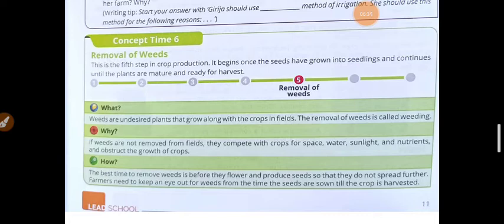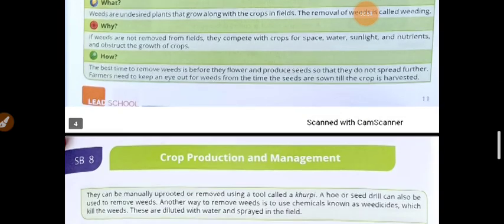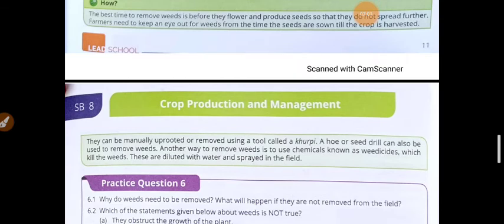The best time to remove weeds is before they flower and produce seeds. Once they start growing, before they flower or produce seeds, we should remove them so they do not spread further. Farmers keep an eye on them every time, and when they see weeds, they remove them by hand or pluck them out.